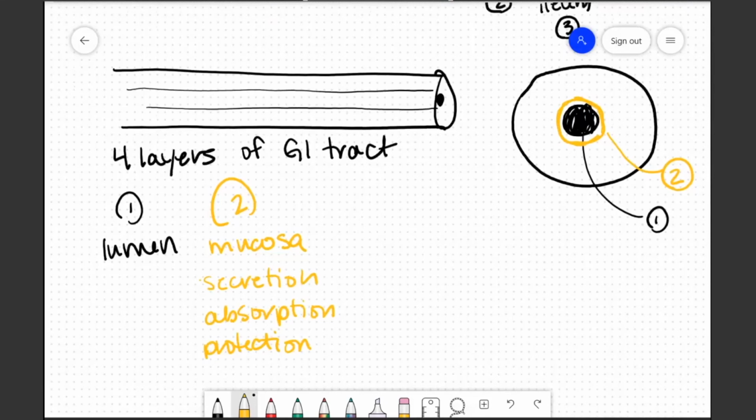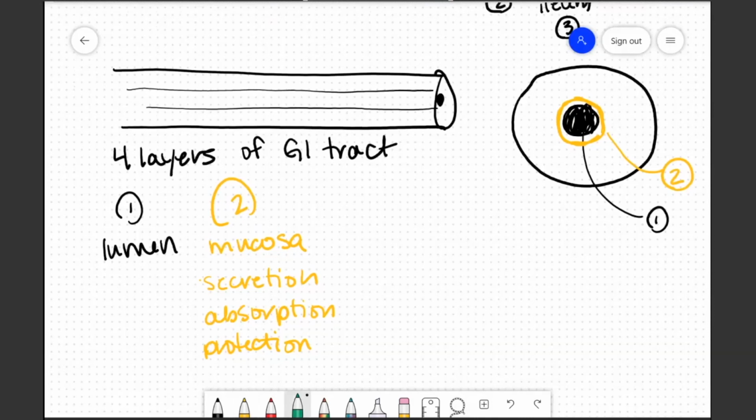So it is a mucosa surface. So it's got a little bit of slime to it essentially. And that slime-ish mucosa layer helps with secretion of things out of the body, absorption of things into the body, but overall it protects so that things don't come in that don't need to.